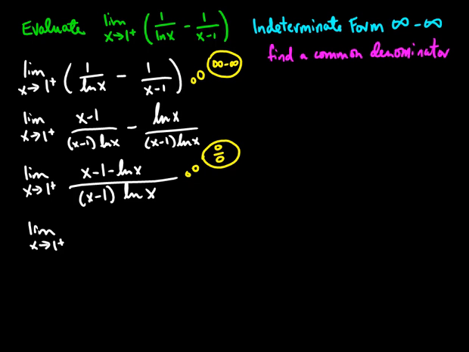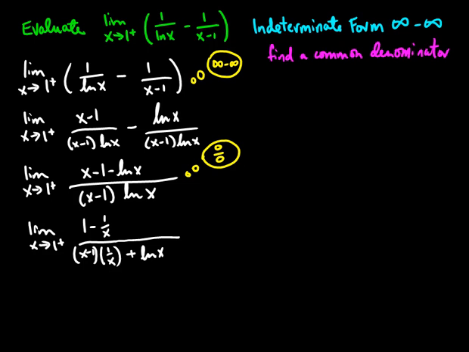Now the derivative of the numerator is going to become 1 minus 1 over x. The derivative of the denominator is a little more complicated, and we'll have to use the product rule. So we have the first times the derivative of the second, x minus 1 times 1 over x, plus the second times the derivative of the first. The derivative of x minus 1 is just 1, so we end up with x minus 1 times 1 over x plus ln of x.